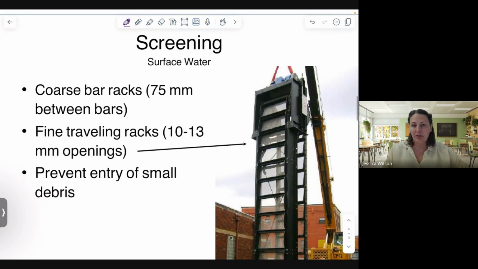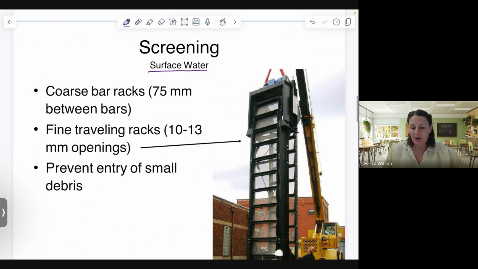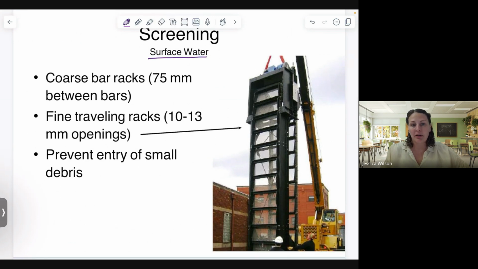So first physical process for surface water is our screens. Again, these screens are just a physical barrier, okay? We can have either coarse bar racks, which means that there's 75 millimeters between bars, or fine traveling racks, which means that the openings are much finer, 10 to 13 millimeter openings. And the whole goal of screens is just to prevent the entry of any debris into the treatment plant. Okay, we want to make sure that we have some sort of physical barrier to prevent any debris that might interfere with subsequent unit operations.